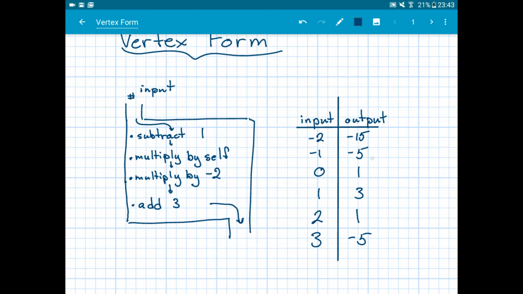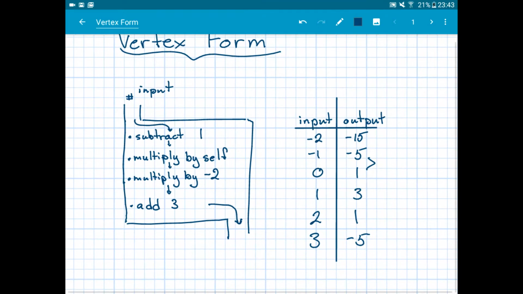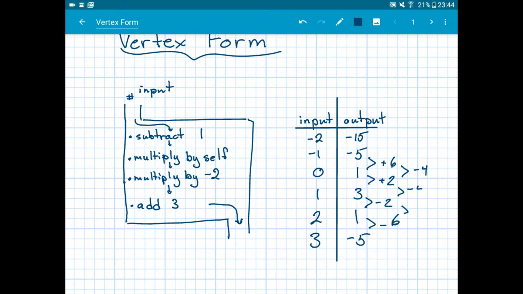But let's double check. Okay, so we know how to check to see if something is going to be a quadratic function. So this is plus 6. This is plus 2. This is minus 2. And this is minus 6. And now we're just going to check and see how the first differences change. To get the second differences, it goes down 4, down 4, and down 4. And these are all the same. So that means the second differences are equal. And if the second differences are equal, then that tells us that this is quadratic.